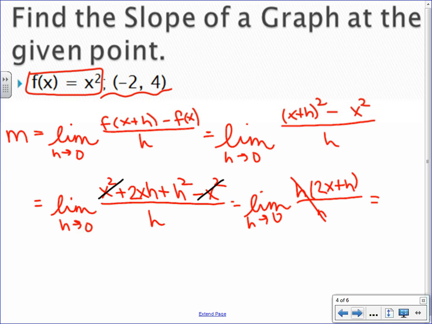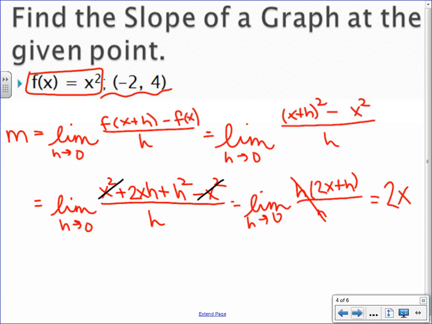And our slope is 2x. We have to evaluate the limit as h approaches 0, so 0 gets plugged in for h and we're left with 2x. That's our answer, sorry. Okay? So I now have an equation for my slope. Remember, our slope is different at every point.